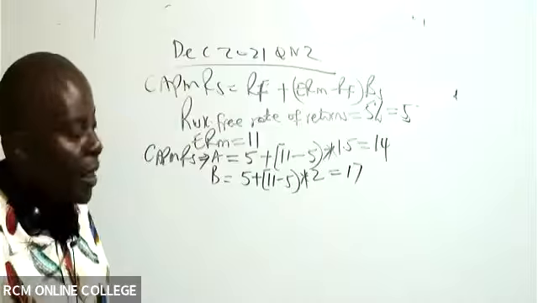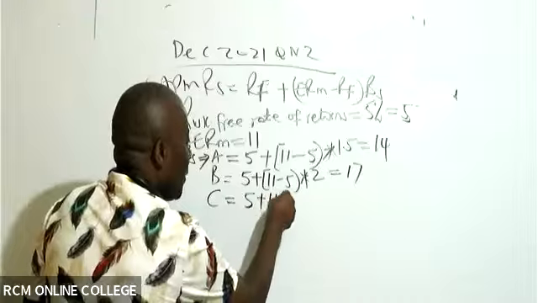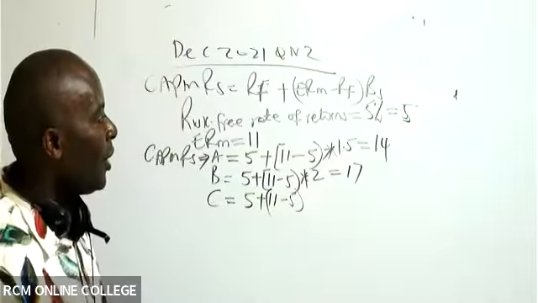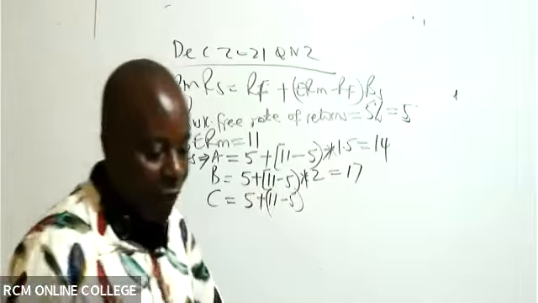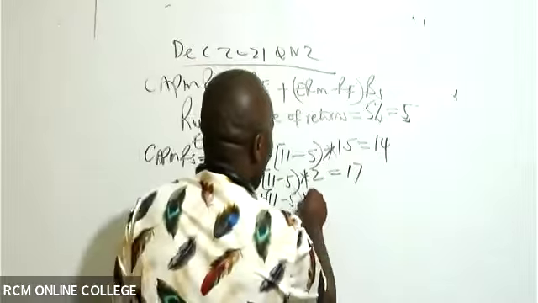And then you go in this case here for C. You can see the risk-free is the same, 11 minus 5 times beta for C. Beta for C, you can see it is 1.2.